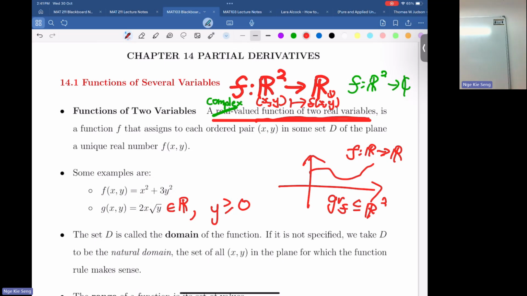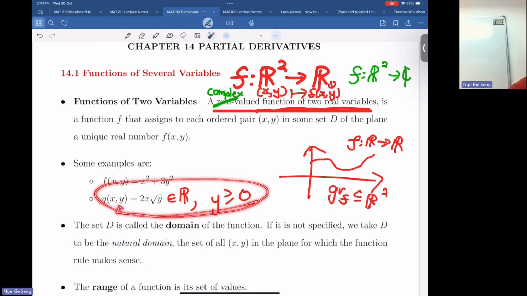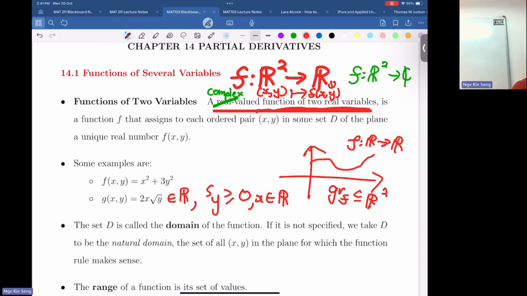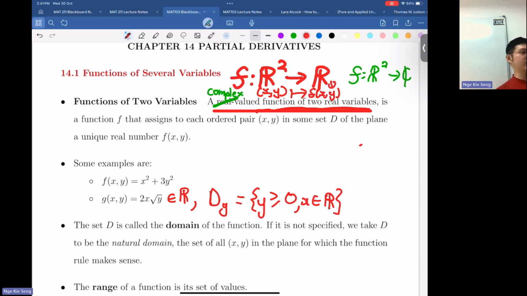So this is one of the things you need to take note of in this class about the functions that we use. And then we can define the domain of the function. For this g here, we fix y to be greater than or equal to 0, and x can be anything. We denote this as the domain of my function. So let's write this down: domain for g. It is the domain where the function makes sense.